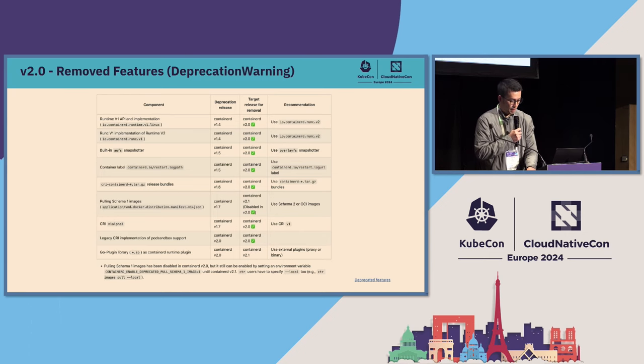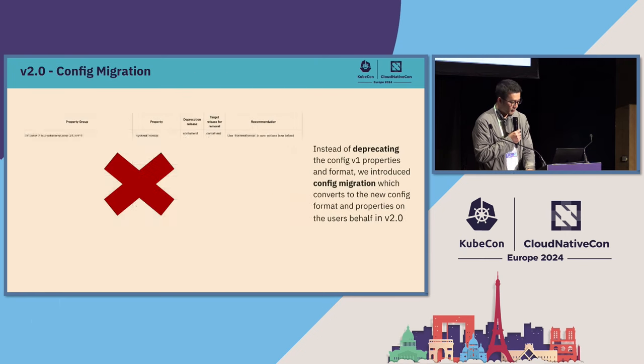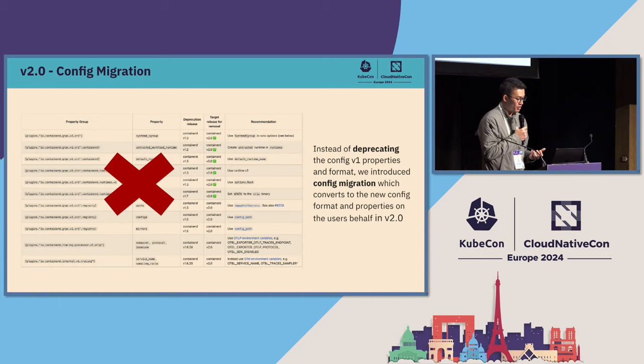So we provide deprecation warning features to detect whether any deprecated features are in use. You can use the CTR tool to run it, and you will see what features you are using and what suggestions we provide for the migration. This feature is also backported to 1.6 and 1.7, so it's very convenient if you plan to upgrade to the 2.0 release. And since we have deleted some deprecated features, the configuration structure has been changed. So instead of rewriting the configuration yourself, we provide a configuration migration command line to help you convert it. Anyway, you need to ensure you don't use any deprecated feature in your production.